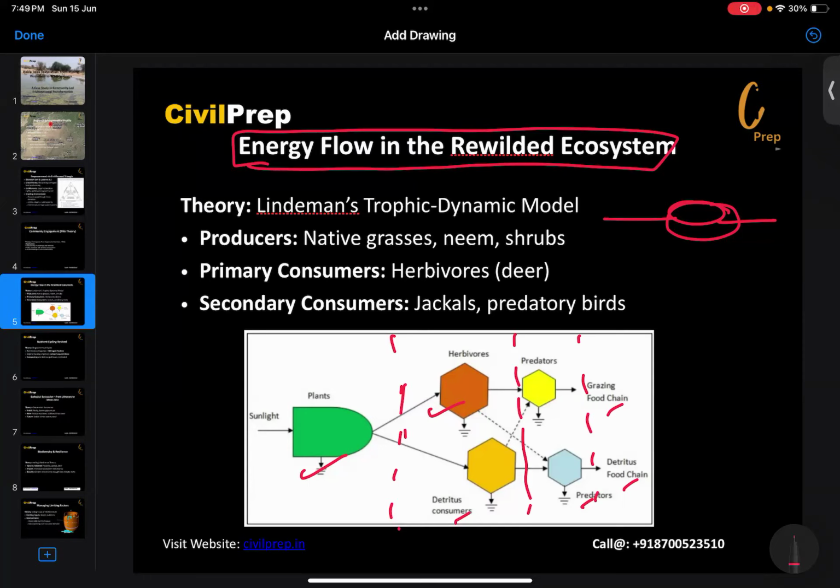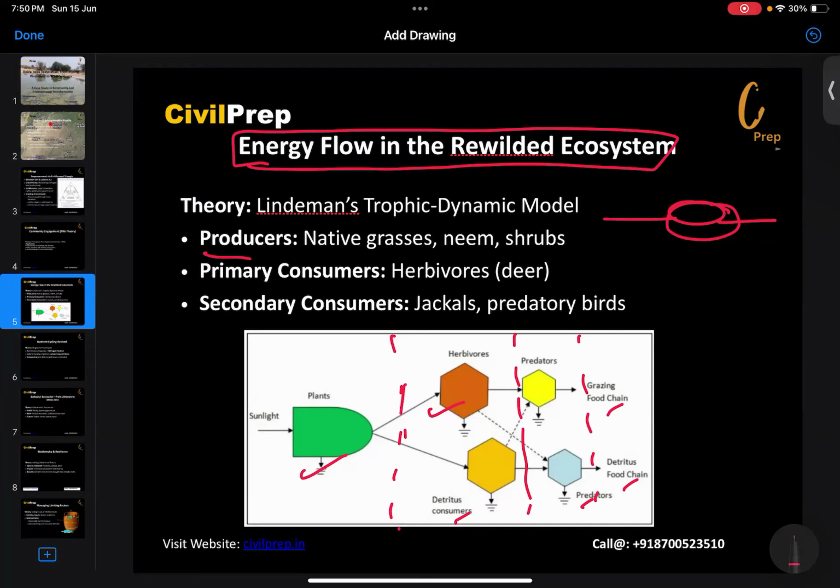A similar kind of energy flow is also seen in the semi-arid region of this particular Dabla Lake. What we are seeing is that because of the revival of the lake, the energy flow has started to get maintained again.